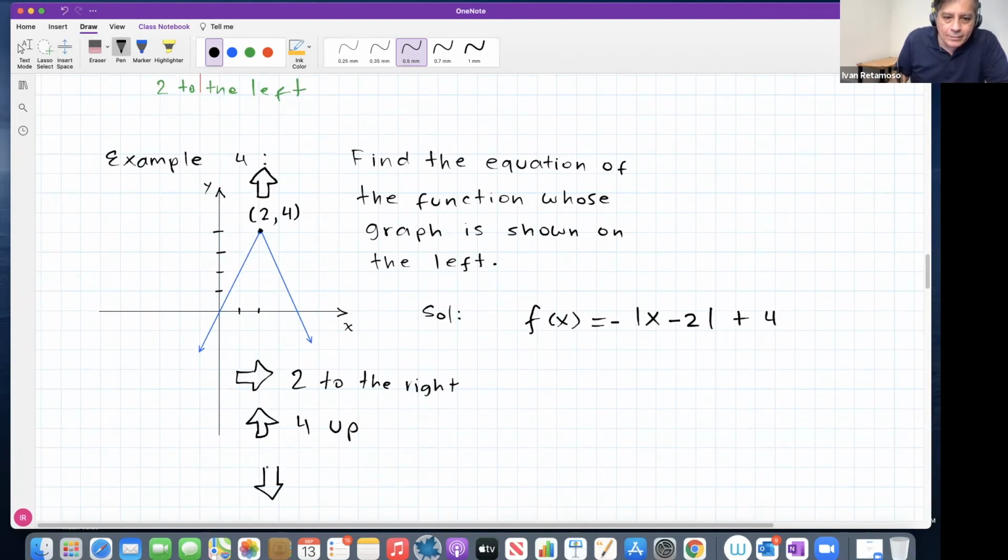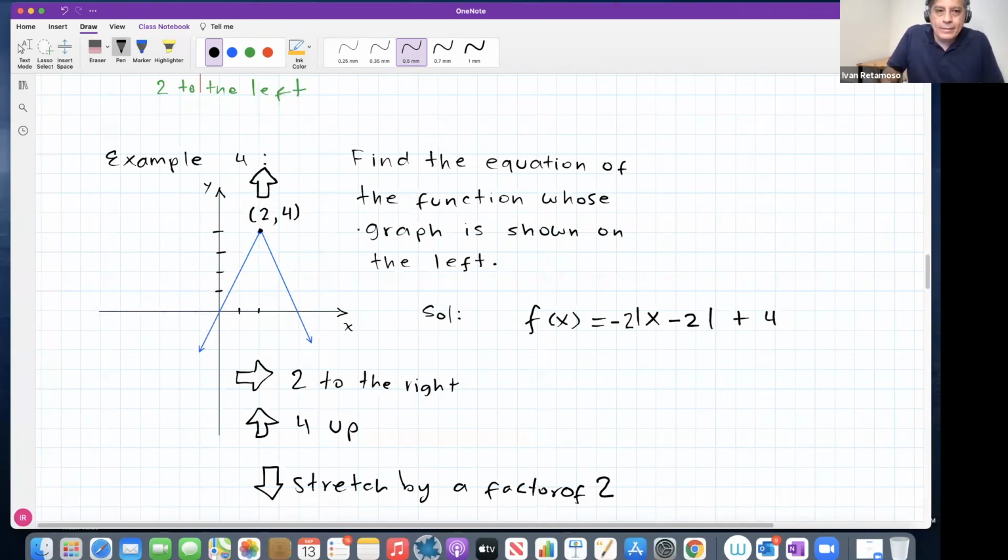Well, by a factor of 2, right? Because now it's steeper, stretched by a factor of 2. So this should be -2. -2 times x -2 plus 4, right? How did I get this -2? Because of the steepness. Notice now the slope in this is 2 to 1, right? Slope. This is associated to this.